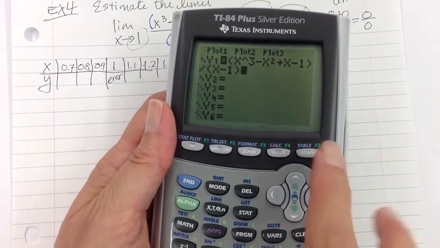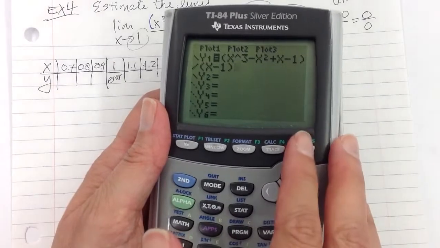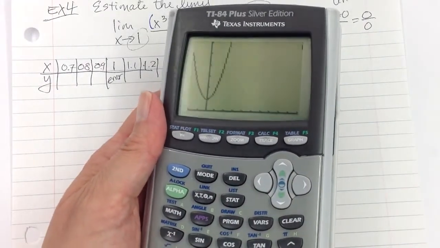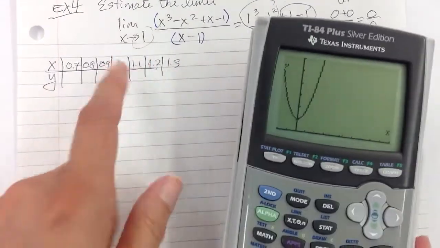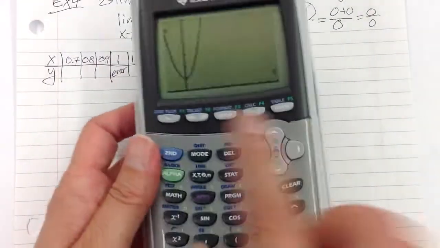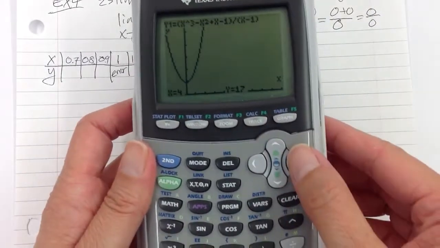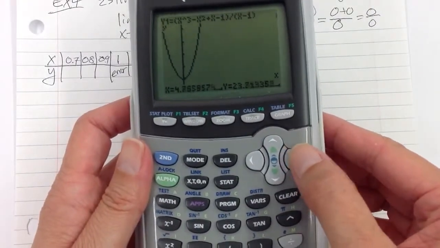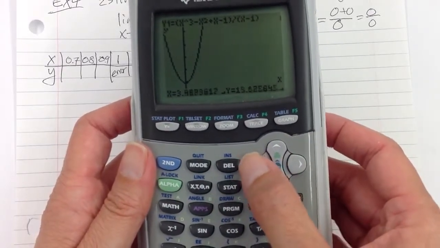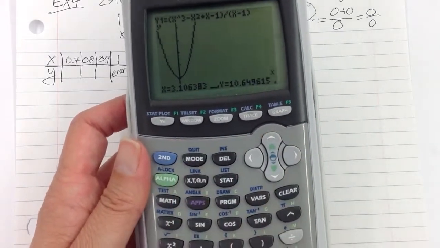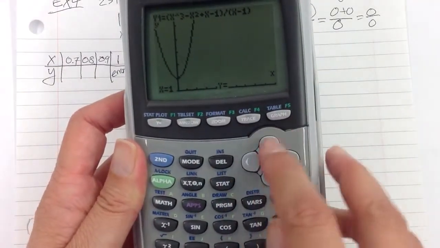And let's see what this graph is. Let's see if we get a good graph here. We might need to change our window. It's just a parabola, right? It's just a parabola. And we want to find out what's happening at 1. So we don't really care about the minimum here. We actually want to go, so I'm going to press trace and move it over to, oh, it's way over at 5 for some reason. So let me just type in 1. And it gives me undefined, right?